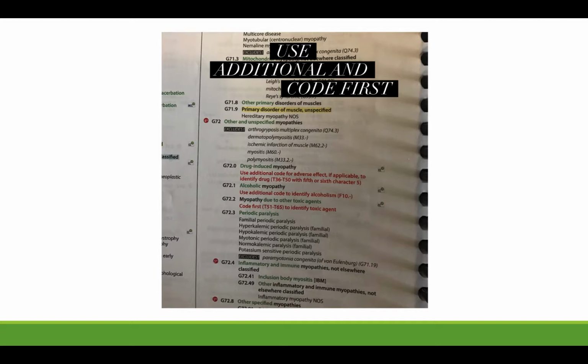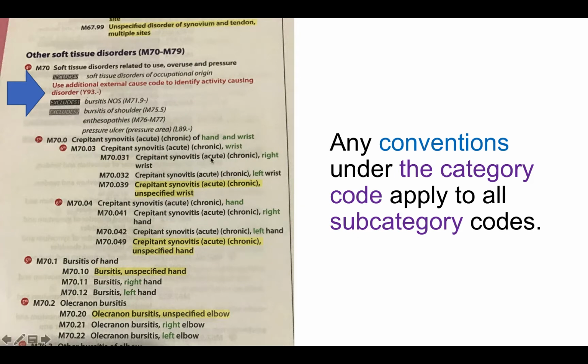If the use additional code and code first was underneath the section header G72, then it would apply to all of the sub-indented codes. Here's an example of that. Look at M70. Underneath that category, it says use additional external cause code. Because it's underneath the category header code, it applies to all codes indented underneath M70.